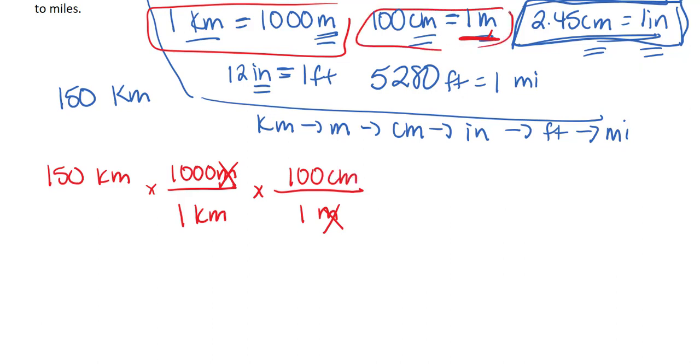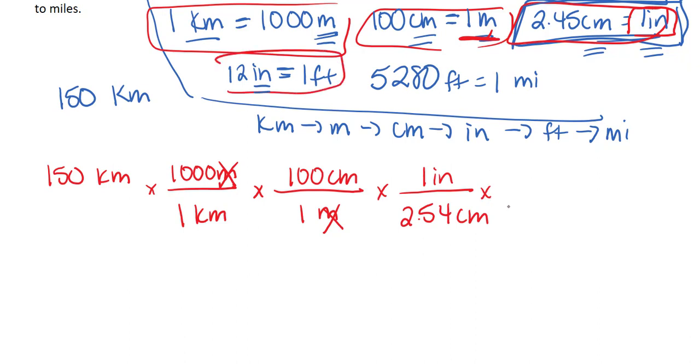So we did that one. Now if we need to get centimeters on the bottom, we're going to use the 2.54 centimeters to 1 inch. So we did that one. And then we have 12 inches is equal to 1 foot. And 5,280 feet is equal to 1 mile. And so we've set it up. And let's go ahead and look.